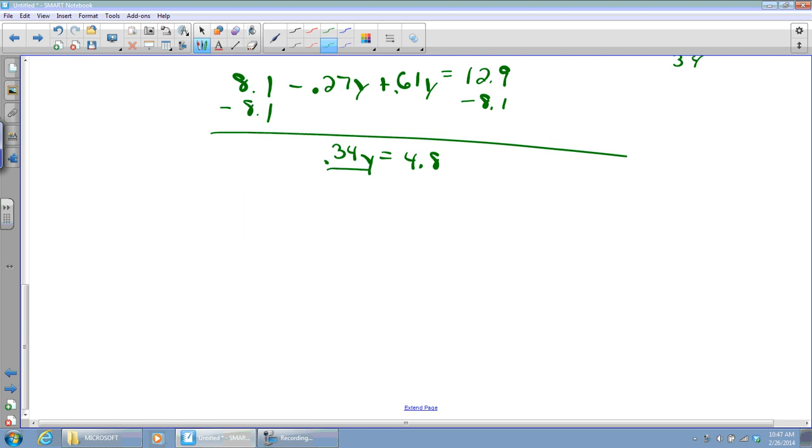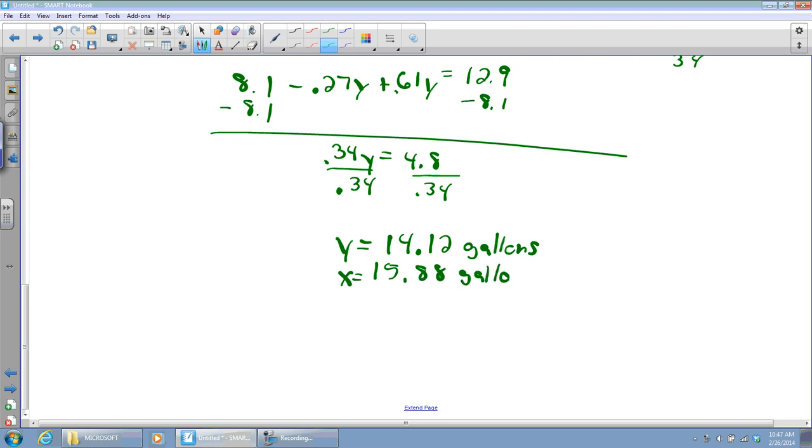And of course I'm going to divide. I like to divide. I got to divide. Y is going to equal 4.8 divided by 0.34, and I get 14.12 gallons, and that's a rounded answer. Okay, and then I'm going to subtract that answer from 30, and I end up with x equaling 15.88 gallons, and I am done.